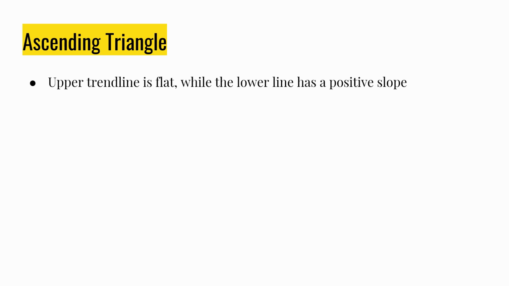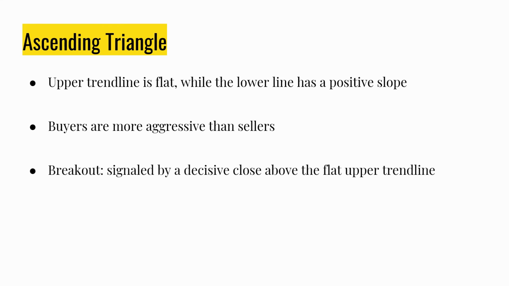Now, let's move on to the second type of triangle. The second type of triangle is called the ascending triangle. The ascending triangle has an upper trend line that is flat and a lower line that is sloping upwards. This means that there are more buyers than sellers, meaning that this pattern is a bullish price pattern. The breakout happens when price closes above the flat upper trend line. Like all triangles, the same rules of volume and price action after the breakout apply.